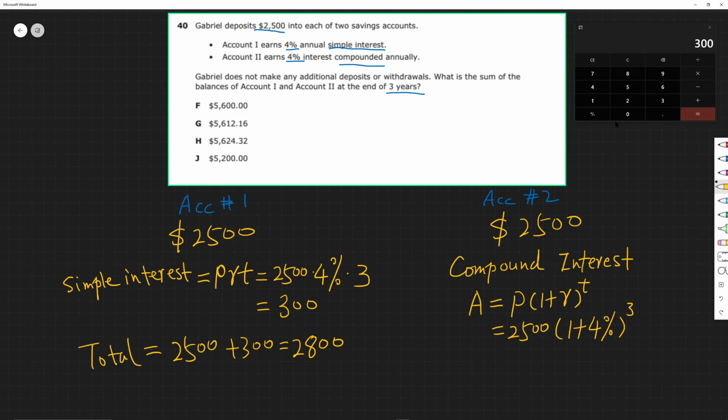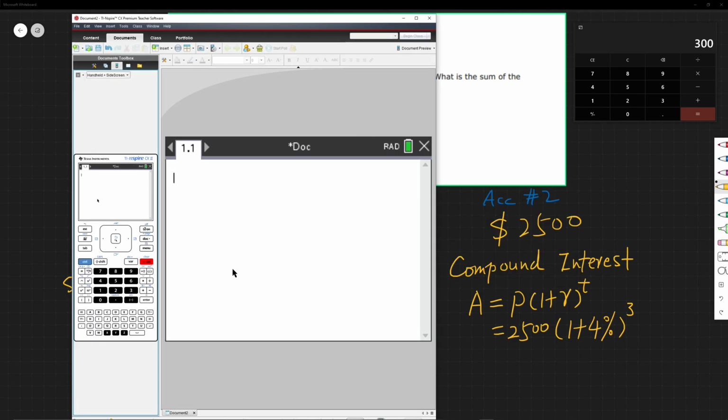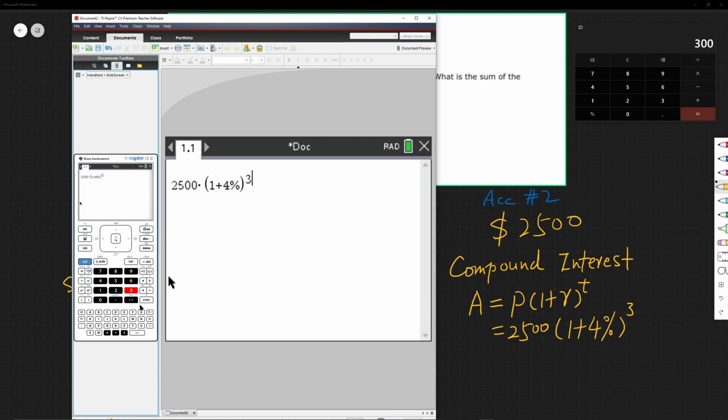Okay, so this one we probably will need to use our TI calculator, which is available to you in the actual test, and probably you will see this is one of the rare occasions that we do need that advanced calculator, such as the TI. So let's switch to that calculator. We need 2,500 times, there's a parenthesis, we need to put 1 plus 4% inside that parenthesis, and then outside the parenthesis we need to raise everything inside it to the power of 3.